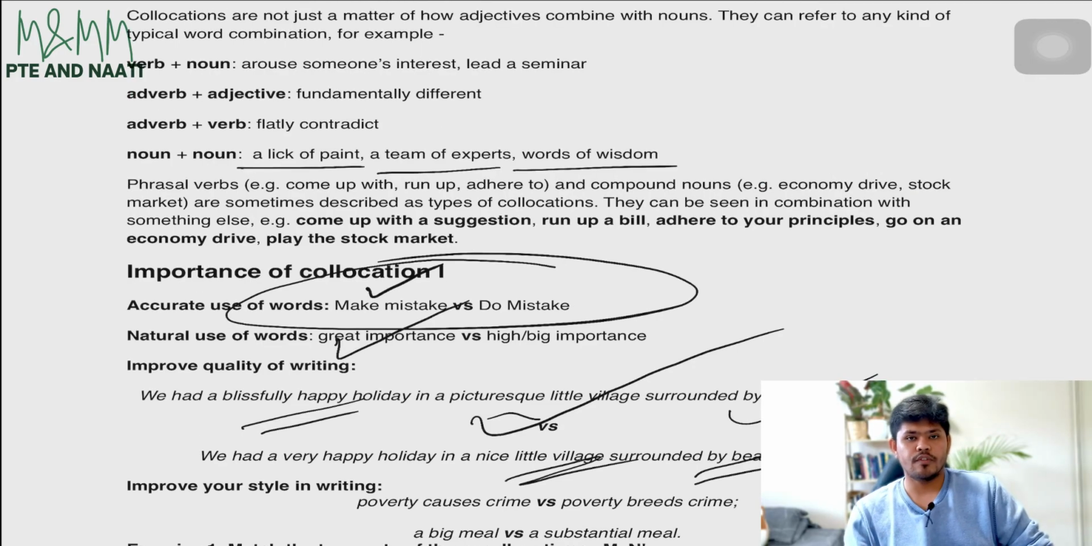All right. Let us do a few more examples. Poverty causes crime versus poverty breeds crime. Which one do you think is the correct one? Poverty breeds crime. A big meal versus a substantial meal. Substantial meal is the correct one. These are all collocations. All right.